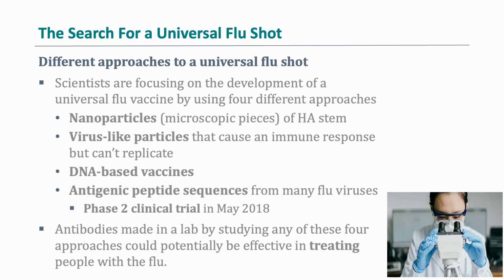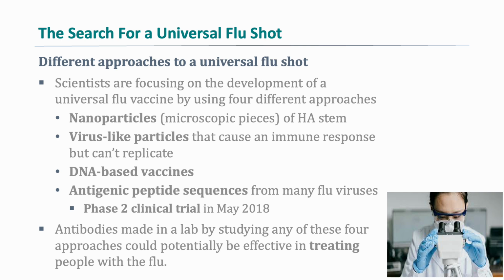Here are different approaches to a universal flu shot. Scientists at the National Institute of Allergy and Infectious Diseases are working on a universal flu vaccine by exploring different approaches to target the influenza virus more effectively. One promising method involves using nanoparticles, which are tiny microscopic pieces of the HA protein stem. These nanoparticles can stimulate the immune system to recognize and fight the virus.